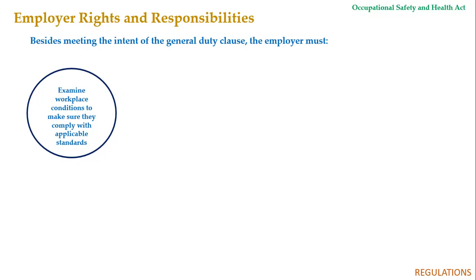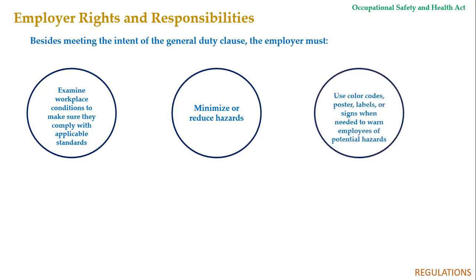So they need to know what standards are applicable to their specific nature of job. Then to minimize or reduce the hazard, the employer should make an effort to minimize or reduce the hazard. Then the employer should use color codes, posters, labels, or signs when needed to warn the employees of potential hazards.